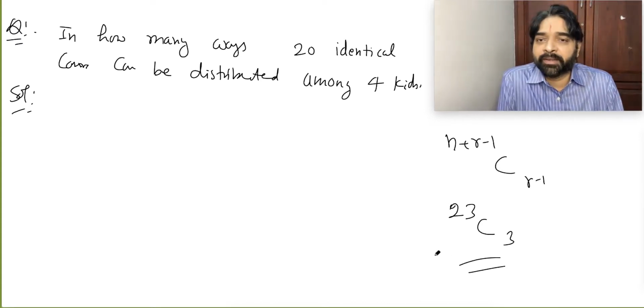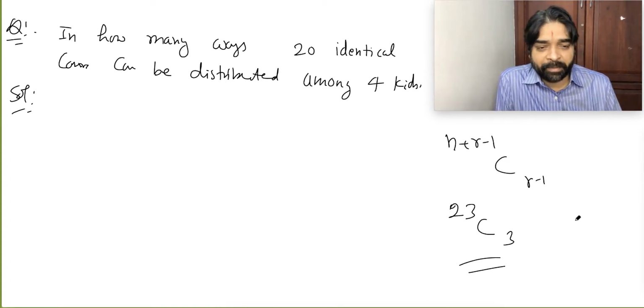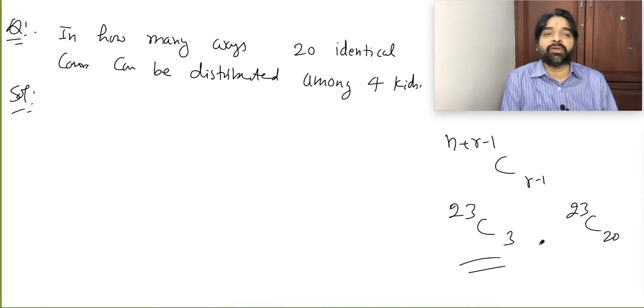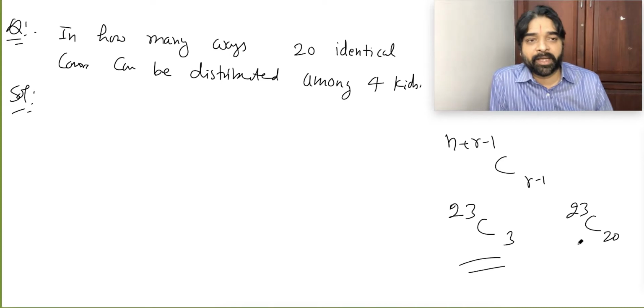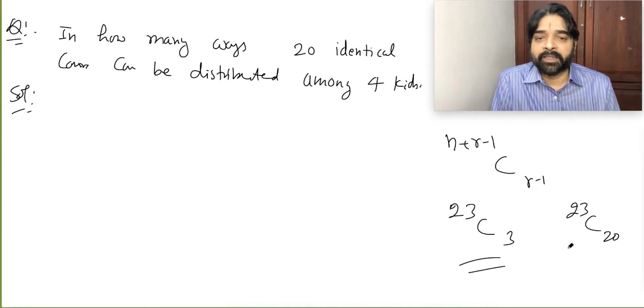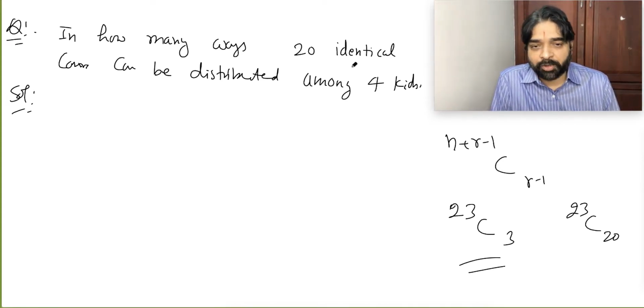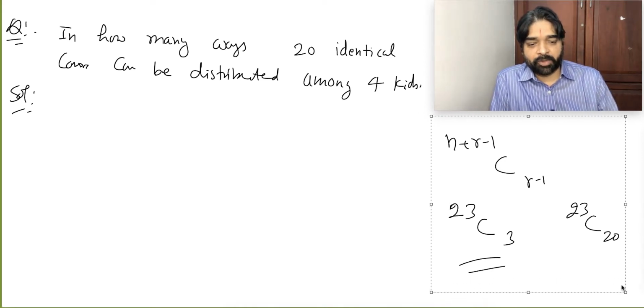How many of you got it? This answer can be written this way also: 23C... Some people are crying. How, sir, N was there. Both are the same thing. NCR is equal to NC(N minus R). It does not make any difference. Is it clear to everybody? Same question, no difference. Same question I am going to give.